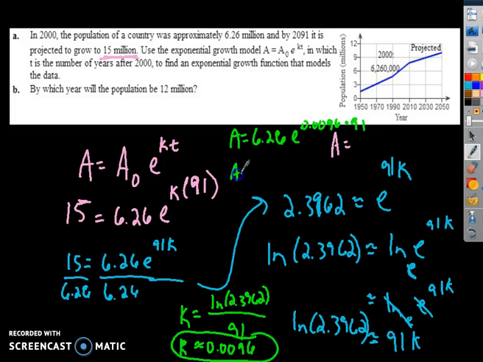You could actually call this 6.26 e to the 0.0096t. That way, if I want to figure out any given year, I can make a prediction with any given year using that formula. I just plug in whatever the year is after 2000, and my output should give it to me there.